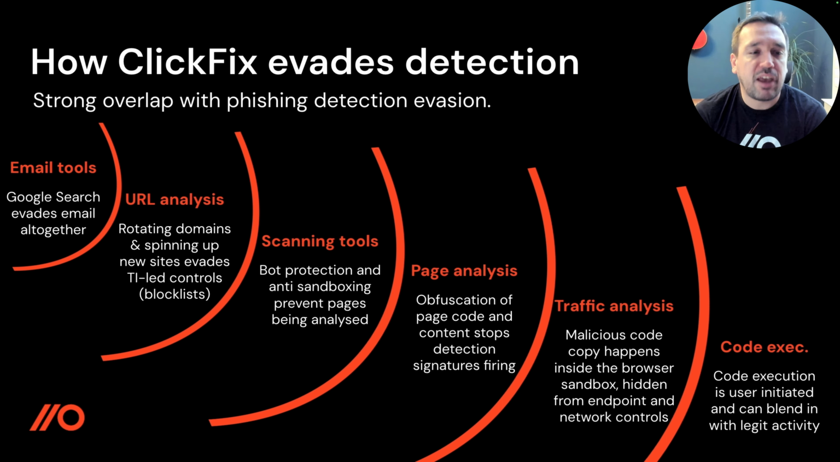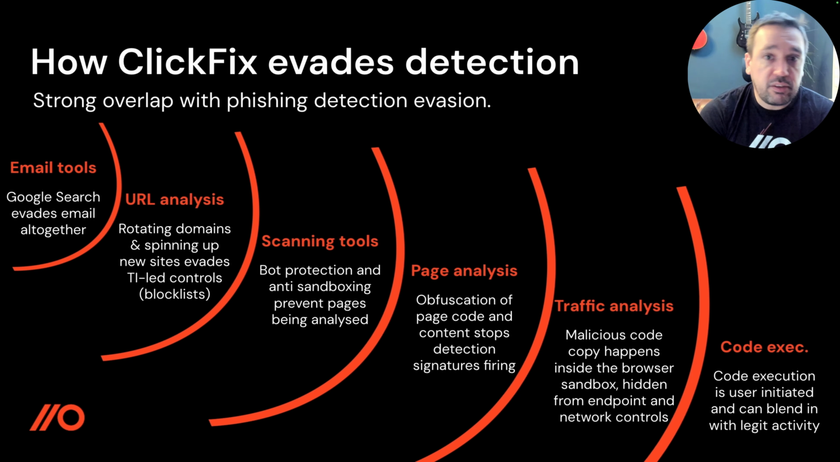We've then got your standard anti-URL analysis features. So we've got rotating domains, spinning up new sites, and constantly evading threat intelligence-led controls like block lists. Things come up, get detected, and come down. In particular, the compromising of legitimate websites completely negates TI-led controls as well, because you'll have legitimate sites that are effectively known good being part of these attacks. So that's another common aspect we see reused by ClickFix sites to get around detection too.